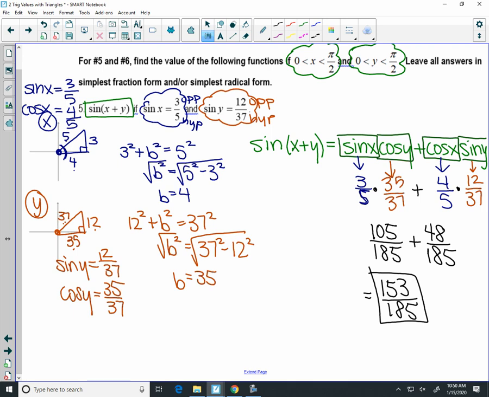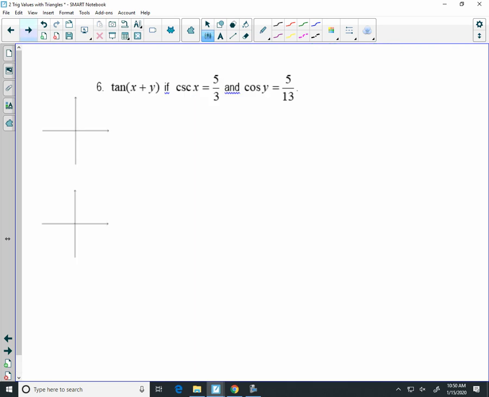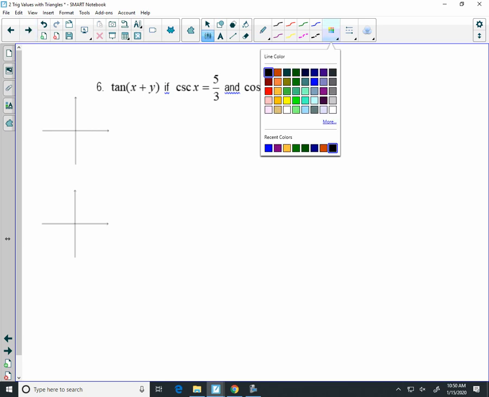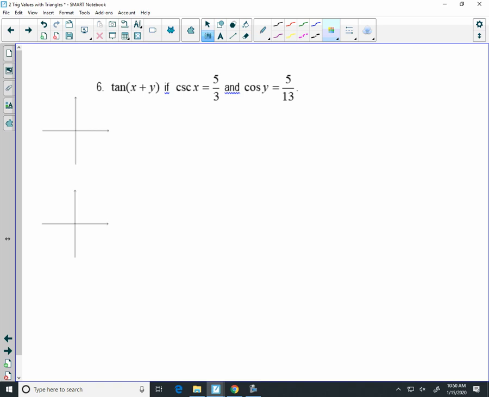Okay, let's do tangent of x plus y. Again, with this one, we're in the first quadrant as well. I gave you cosecant on purpose. We don't like working with cosecant. What would we rather work with? What can we work with instead easily? Sine of x, yeah, absolutely. So if cosecant is 5 over 3, I don't do anything else first. I flip it and write 3 over 5. That's a really nice first step.